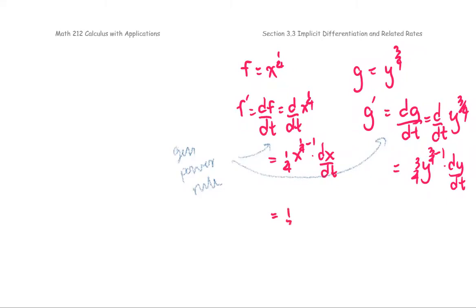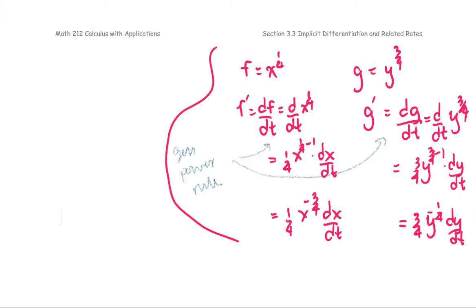So we get 1 over 4 x to the power negative 3 over 4 dx dt as the derivative of the x. No, just keep it this way. And then for the g prime part, we have 3 over 4 times y to the power negative 1 over 4 dy by dt. So the prep work is done.